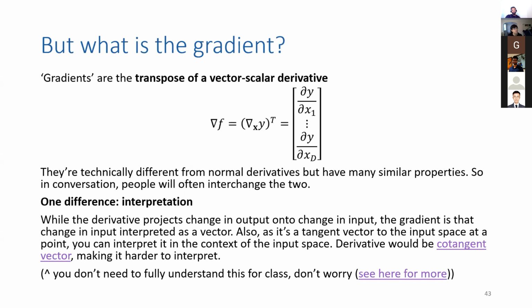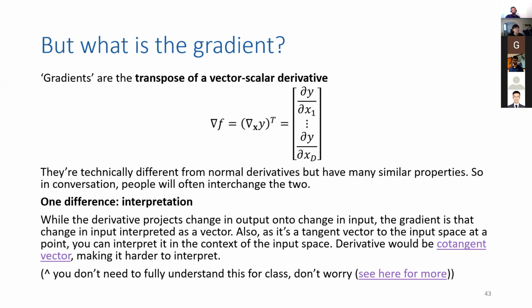One of the differences between the two is in interpretation. While the derivative projects the change in input onto the change in output, the gradient is actually just the change in input interpreted in a vector. I'll fix that in the slides. And that vector will point in the direction of the greatest increase. So it has that really nice interpretation as a vector in a space that points towards something.